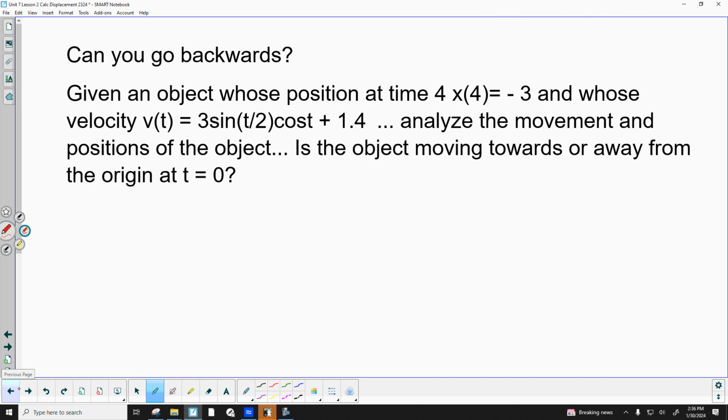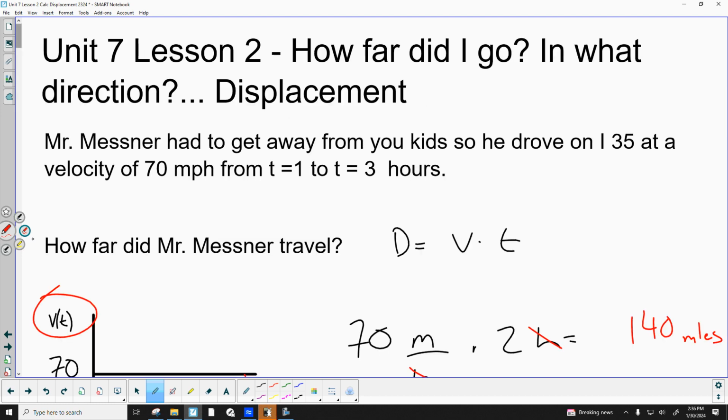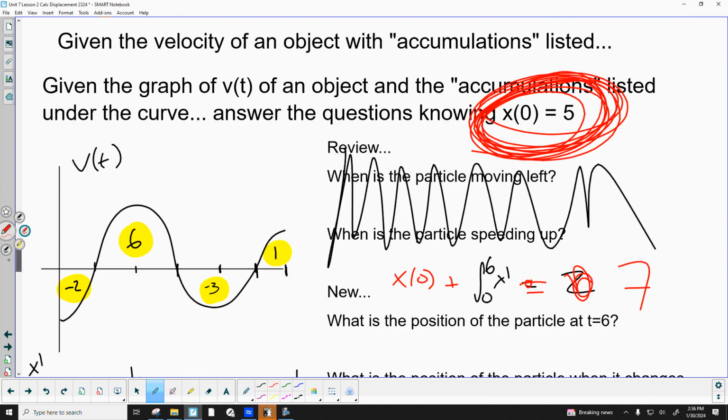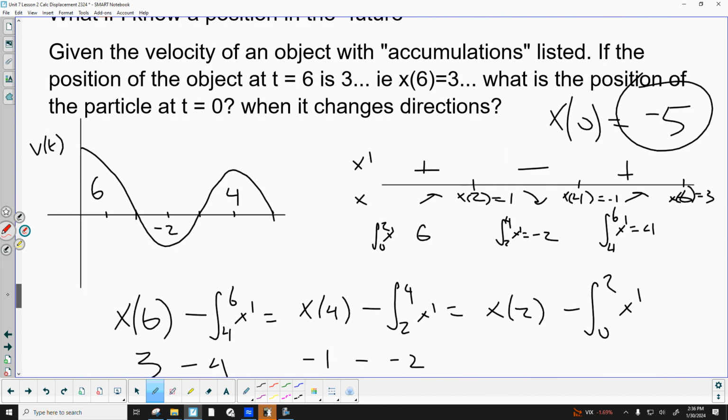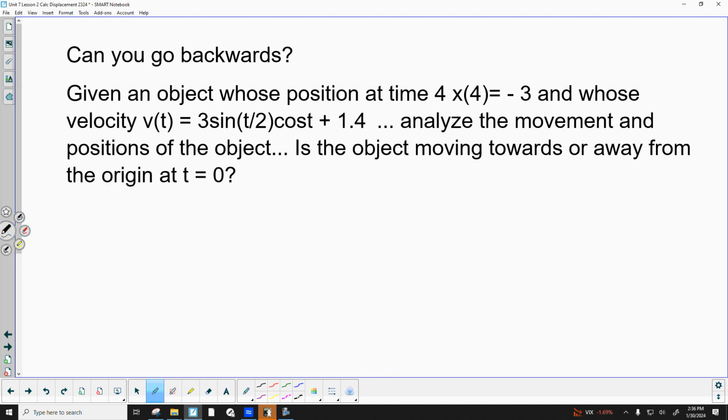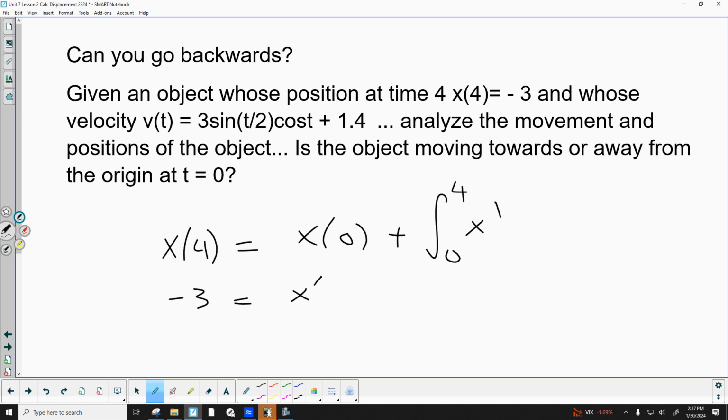And then going backwards, just making sure you understand, just like we did with the graph, if you have a future position and you want to know what's going on in the past, what do you have to do? You're going to have to subtract your displacement, or solve an equation that we could set up. For example, I could have x of 4 equals x of 0 plus my displacement, my accumulation of my derivative from 0 to 4. This is negative 3. This will be a number, I will subtract said number.